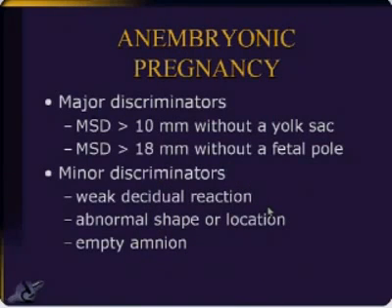Speaking of which, when do we make that declaration? Again, our absolutes: greater than 10 without a yolk sac, greater than 18 without a fetal pole. We can look at the decidual reaction, the shape, and all of that, but those are just ancillary findings to our major discriminators here. Now, just a word about terminology.